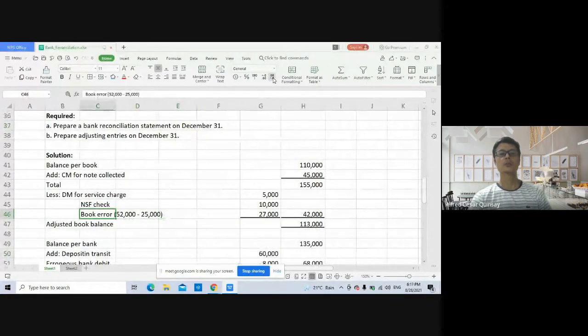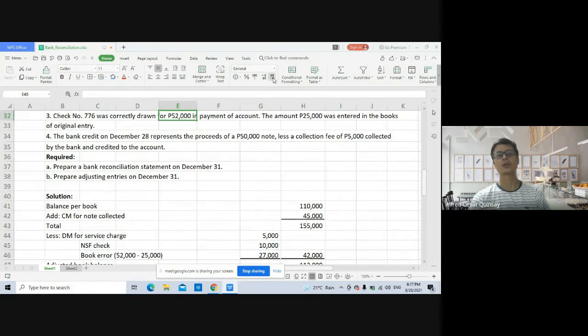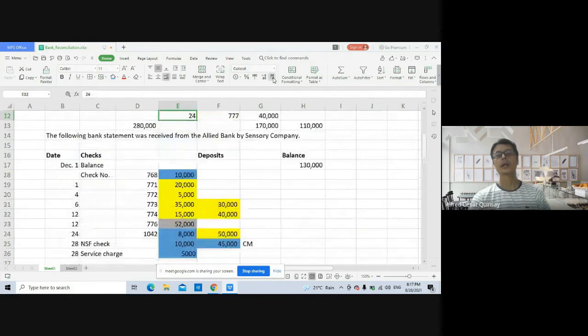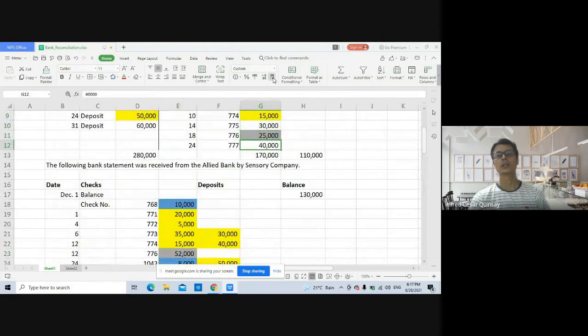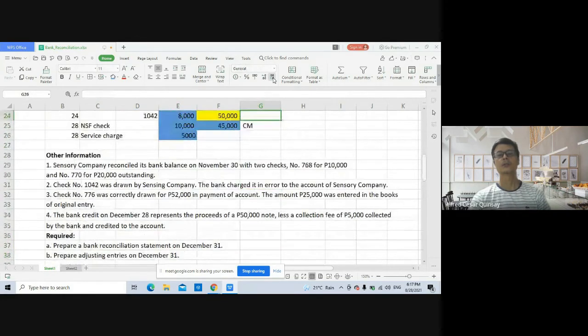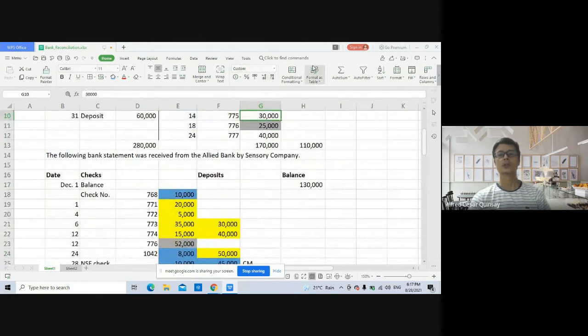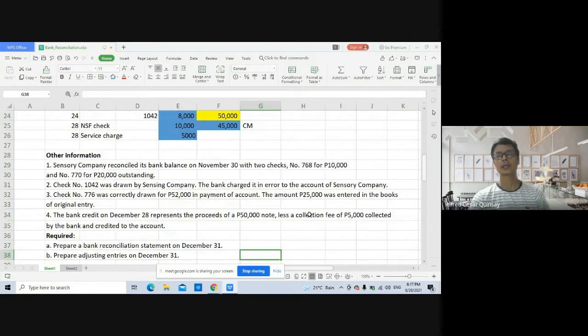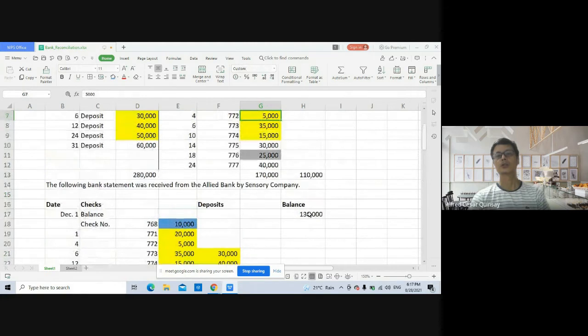And then after that, the book error. So this was an error by the accountant. So we just deduct the 52,000, which is the correct amount of the check, less the 25,000, which was recorded by the accountant, no? Okay, so 52, less this one, the 25. So there is a 27,000 difference, no? Okay, so look at that again. The ones with the same gray color, no? So this 52,000 is correct. This was incorrect, made by the accountant, no? Okay, so that is the difference, it is short in its disbursement, no?